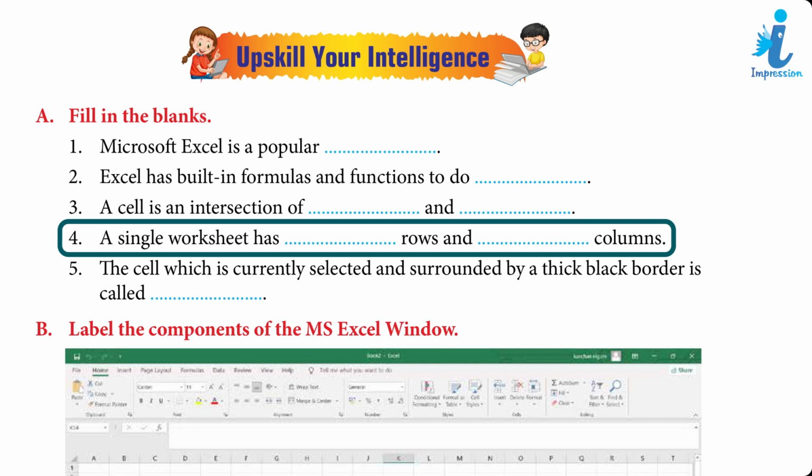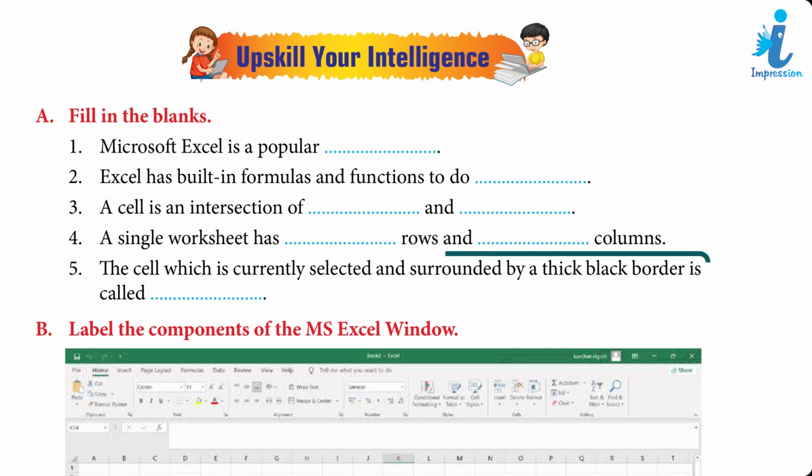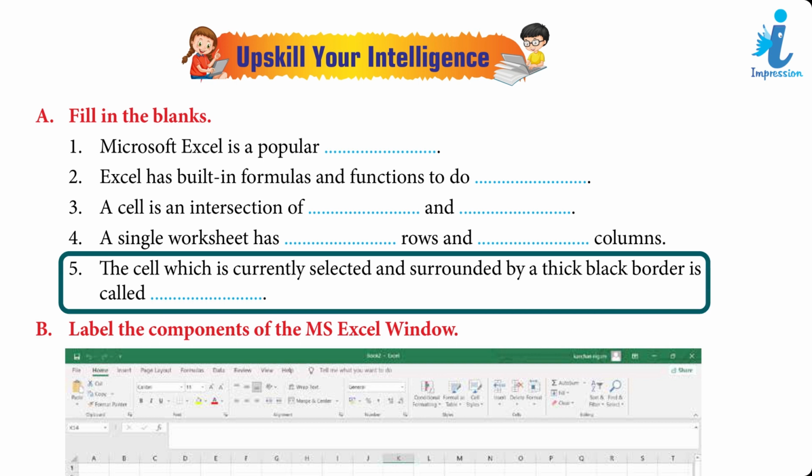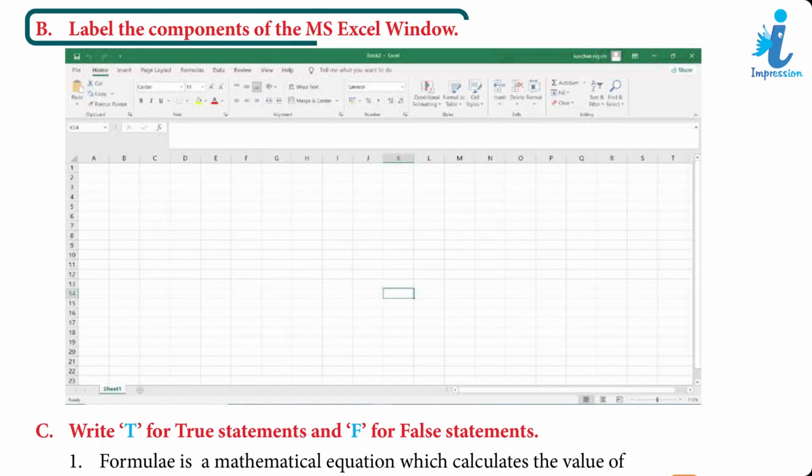4. A single worksheet has dash rows and columns. Answer: 1,048,576 rows and 16,384 columns. 5. The cell which is currently selected and surrounded by a thick black border is called dash. Answer: active cell. B. Label the components of the MS Excel windows. Answer: Student will do it themselves.